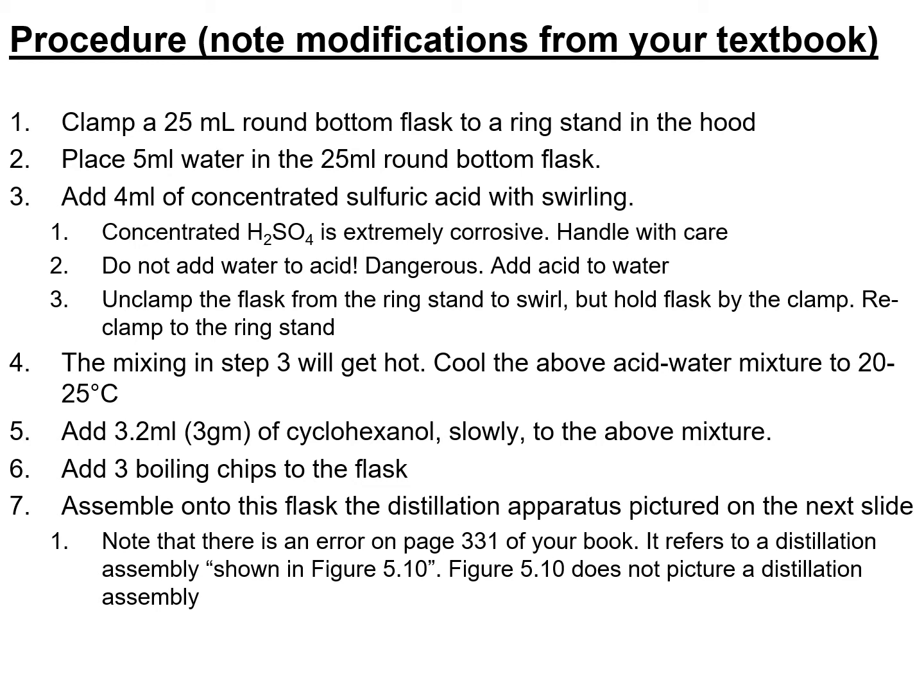So the first thing you're going to be doing is clamping a 25 milliliter round bottom flask in a ring stand in a hood. We're going to be setting up a fairly convoluted glassware system, so there's going to be a lot of little pieces to it. You're going to place 5 milliliters of water in that round bottom flask, and then you're going to add 4 milliliters of concentrated sulfuric acid.